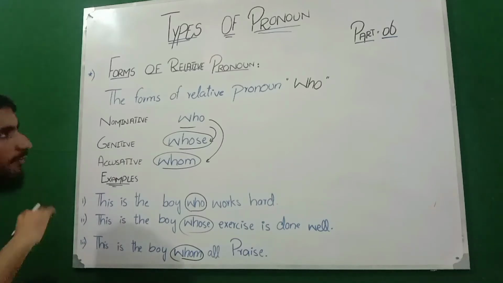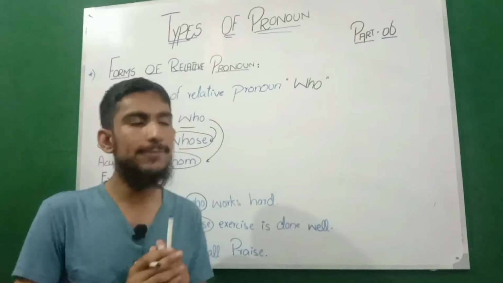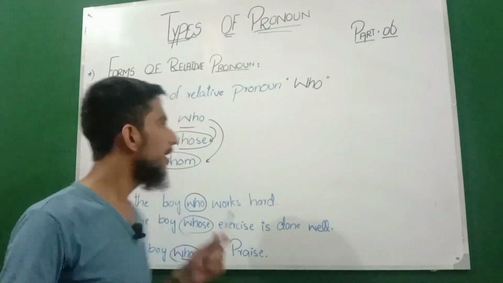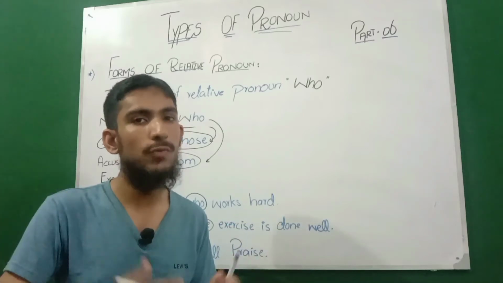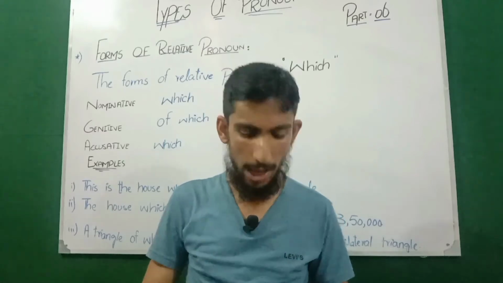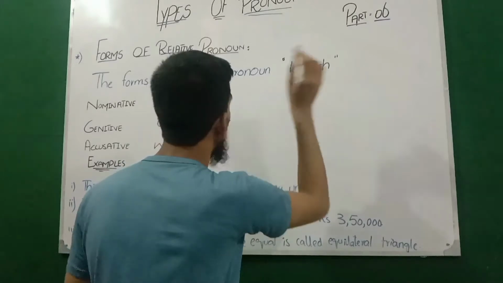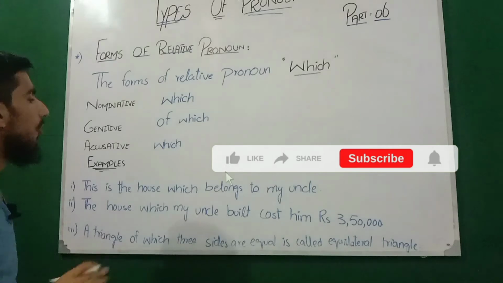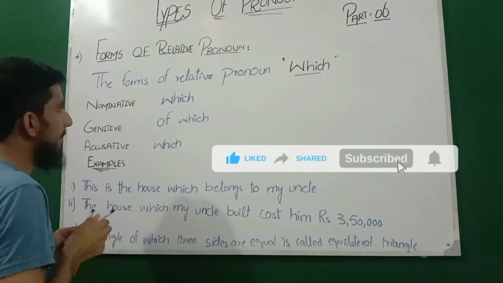So now we have discussed the forms of the relative pronoun who: who itself is in the nominative case, which is the subjective case, its genitive or possessive case is whose, and its accusative or objective case is whom. Now we'll discuss the forms of the other relative pronoun, which. Look at which: it has the same nominative case and accusative case.